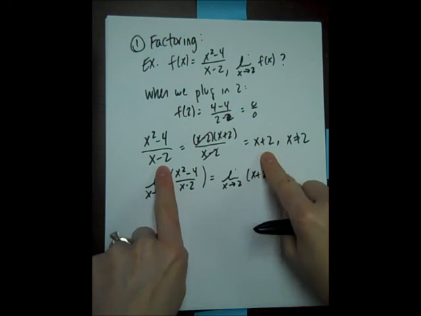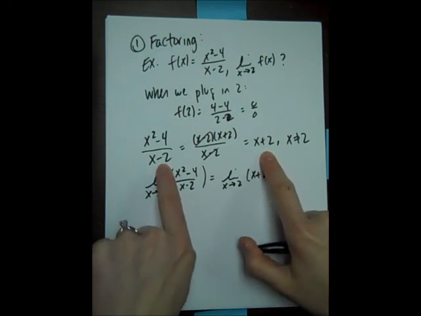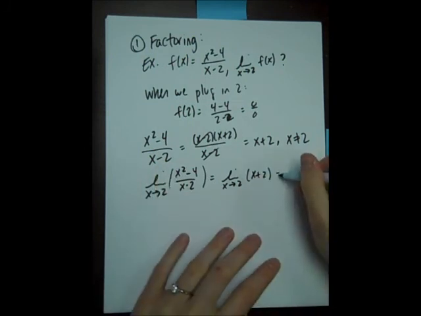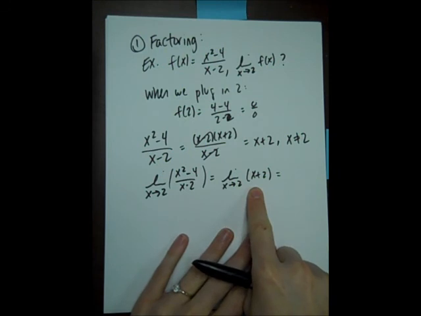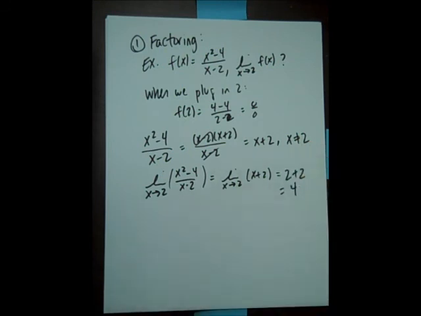Because I got that these two functions are the same everywhere except for 2, meaning everywhere close to 2 these are exactly the same, I can say their limits are the same. And now is this a function I can just plug 2 into? Yes, so I get 2 plus 2, which is 4.